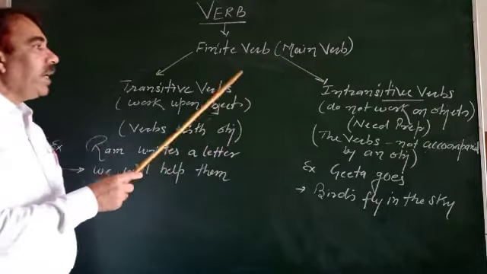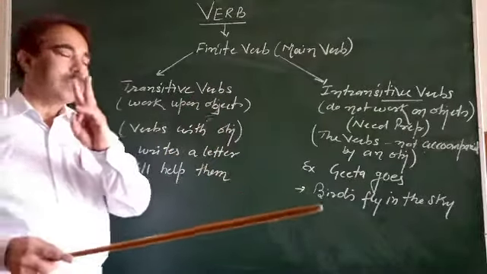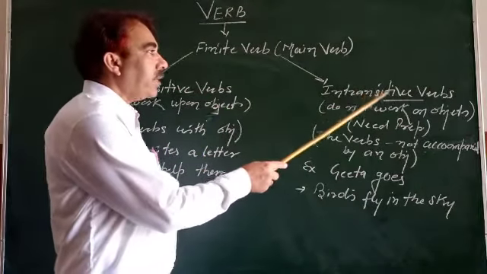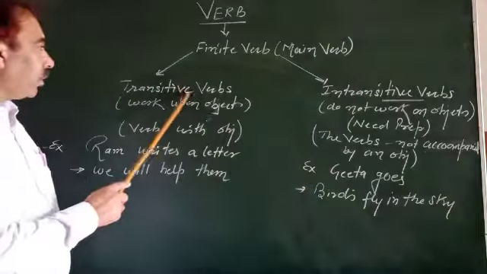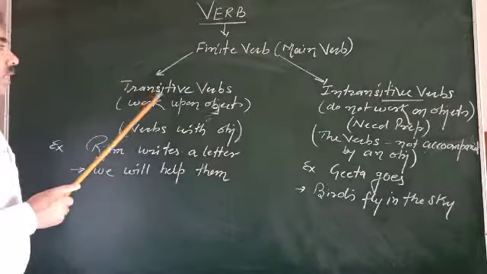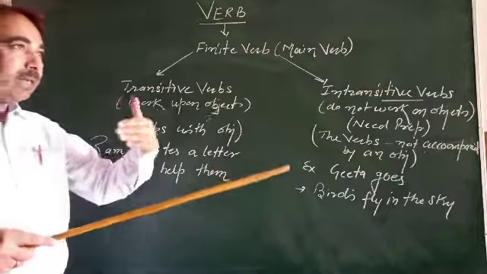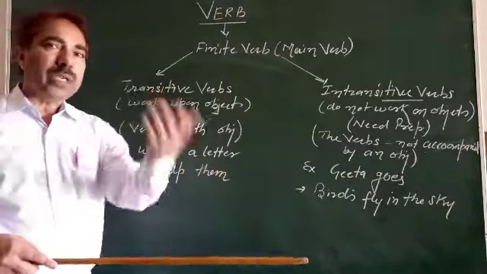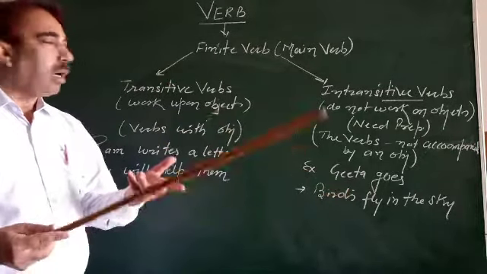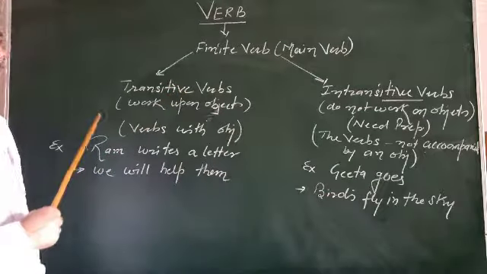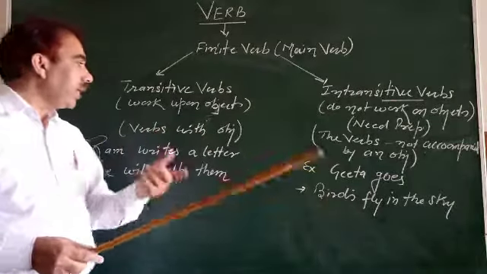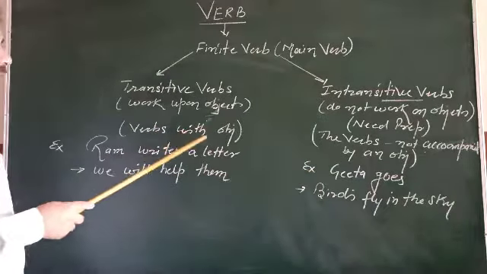Finite verbs can be divided into two types. First one, transitive verbs, and second, intransitive verbs. Transitive verbs are the verbs which directly act upon the object without the use of any preposition etc. Sometimes in junior classes, we usually tell students that the verbs with object are transitive.